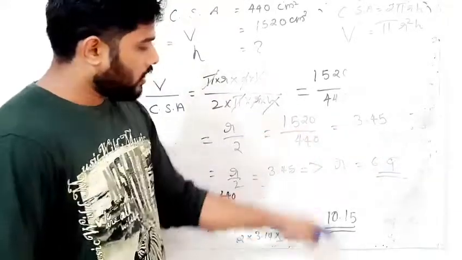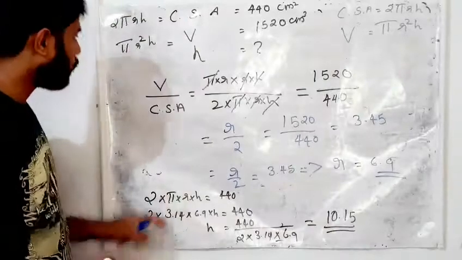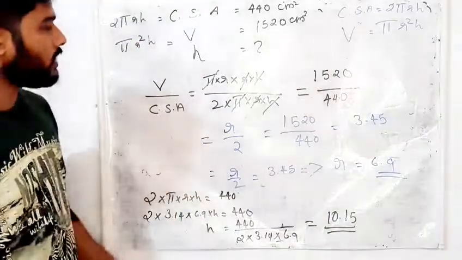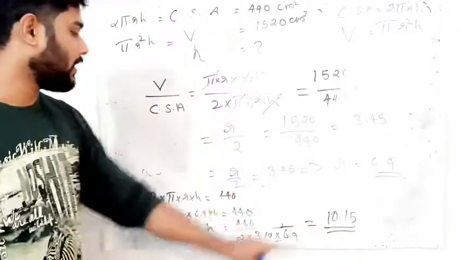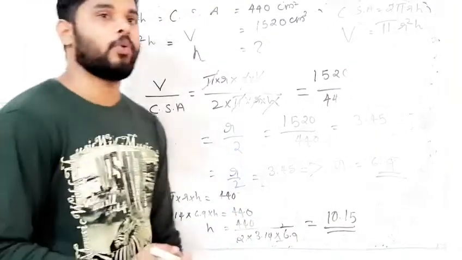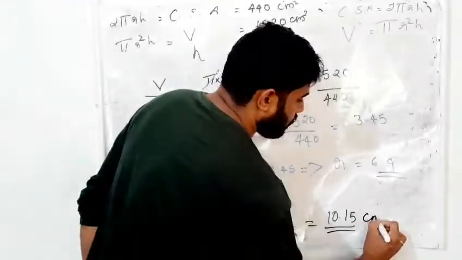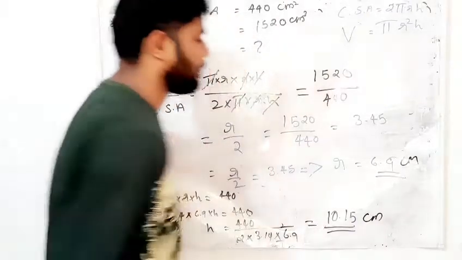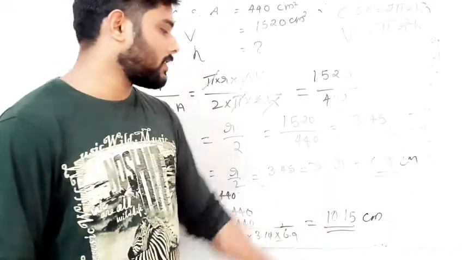Clear? So according to this question, the r value we got is 6.9 centimeter, and the height is 10.15 centimeter. r is equal to 6.9 centimeter. Height is equal to 10.15 centimeter.